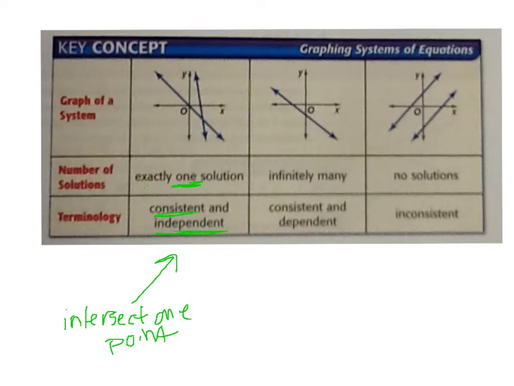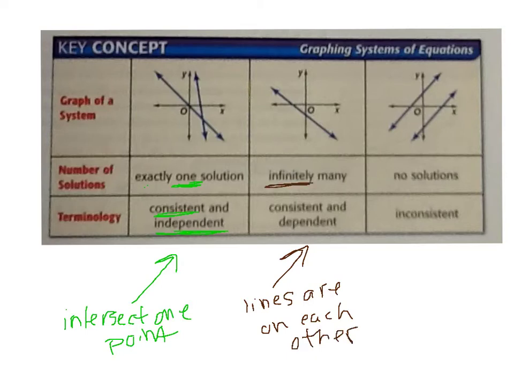This one in the middle here actually looks like there's only one line, but that's actually when the lines are on top of each other. And if that happens, they intersect everywhere. So they have infinite solutions, and we say that this is consistent and dependent. On the far right here, the lines are parallel, and if the lines are parallel, they never meet. And if they never meet, they don't have any solutions. And we would say that this system is inconsistent.